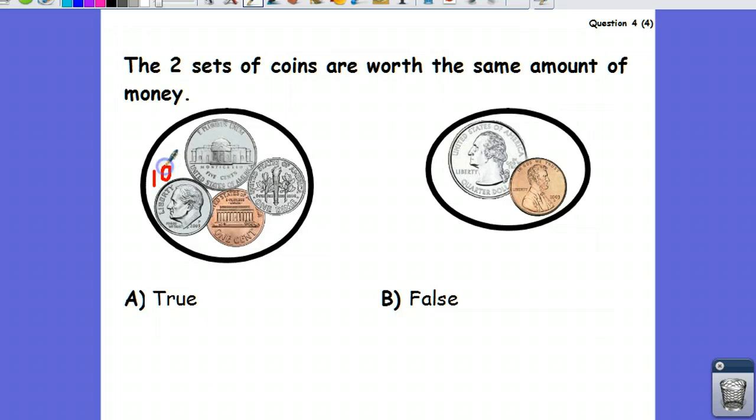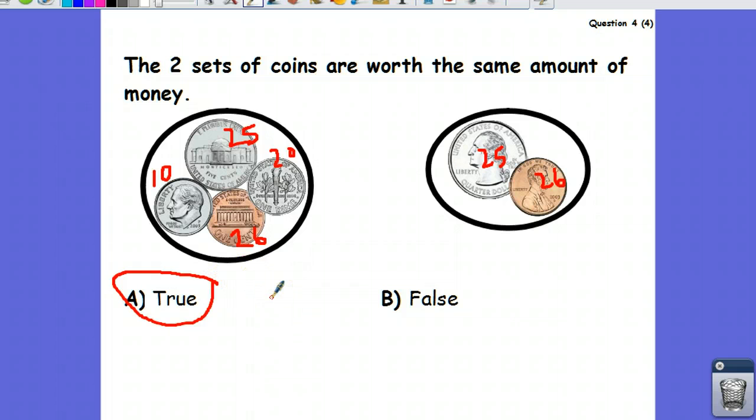I don't have any quarters here, so I have 10. Here's another dime, that's 20. My nickel would be next, that's 25. And then a penny is one more, that's 26. Over here, again, my highest value coin is the quarter, so that's 25. Add one more penny, that's 26. 26 cents here, 26 cents here. That's true. These 2 sets of coins are worth the same amount.